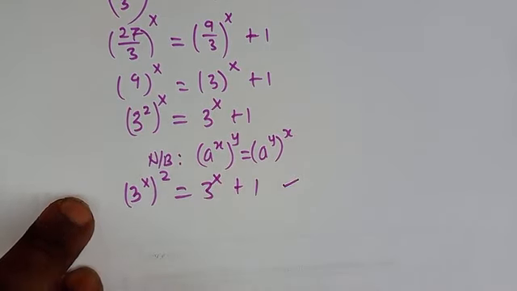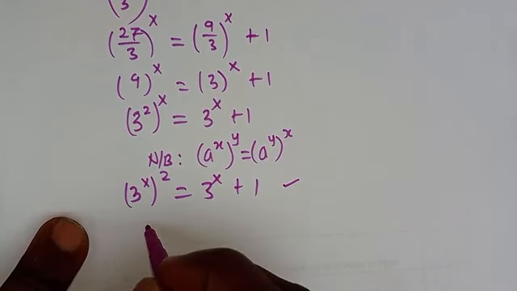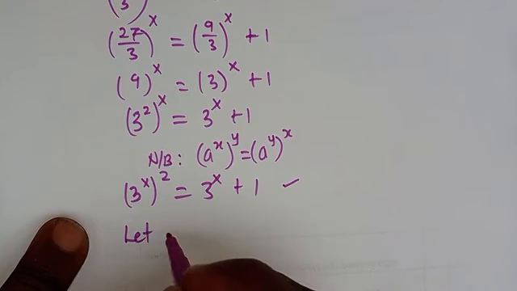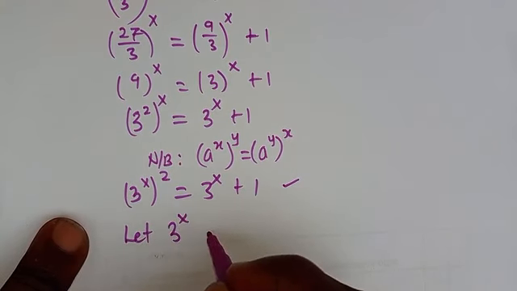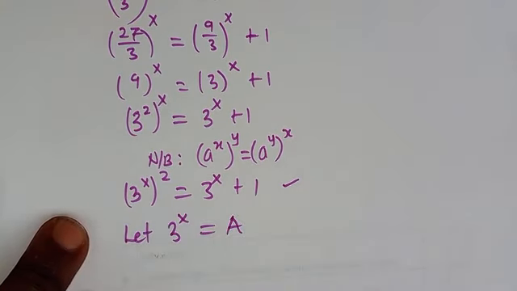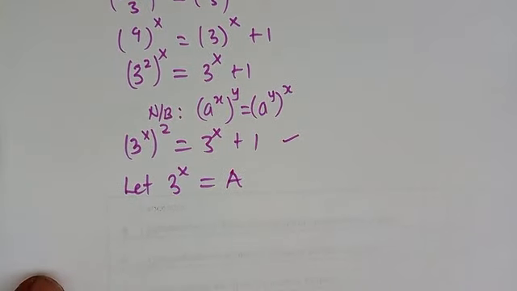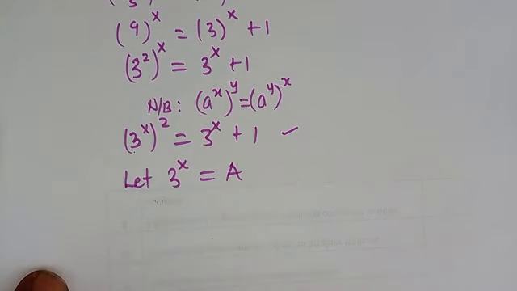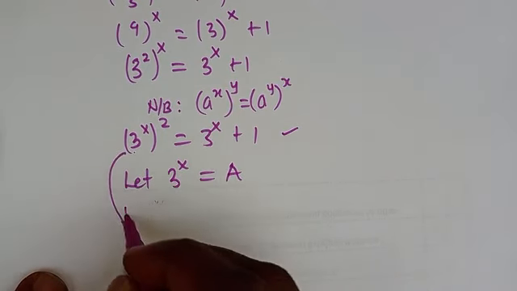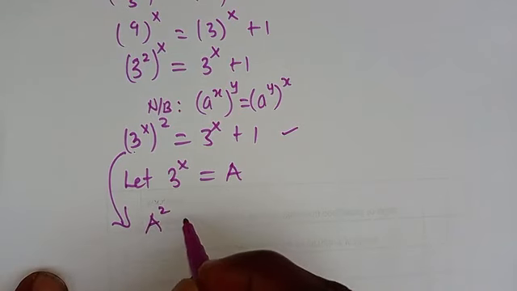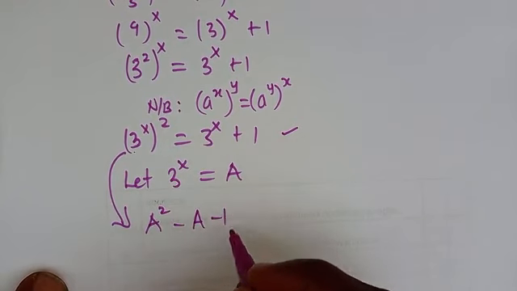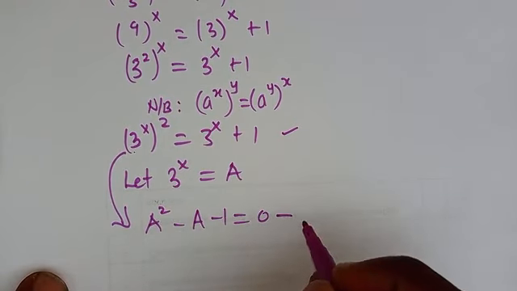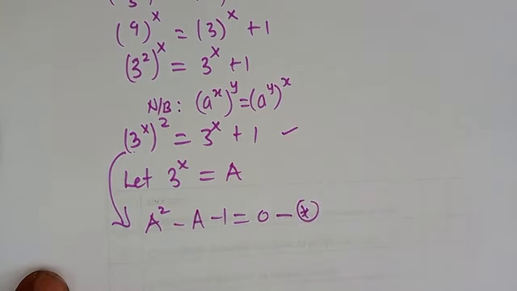So now from this equation, I'm going to let 3 to power x be equal to a. So if 3 to power x equals a, it means anywhere I see 3 to power x, I replace it by a. So this is going to be a squared. Let me send this to the other side: a squared minus a minus 1 equals 0. So this is a quadratic equation in terms of a.